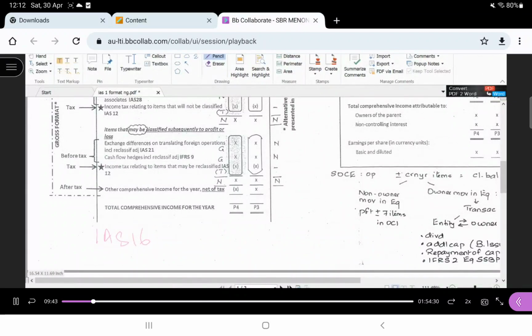Actually there are 7 items left, but I'm only showing you 5 right now. IAS 16, 19, 21. I told you remember it as 39, but actually it's IFRS 9. So here you have revaluation gain or loss, can you see PPE? Remeasurement gain or loss. Don't panic, you're going to learn everything in the future. Exchange gain or loss, cash flow hedge gain or loss, and IFRS 9 gain or loss. Now, in these 5 items, please listen carefully.